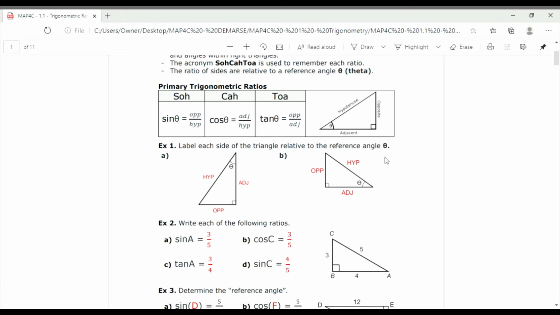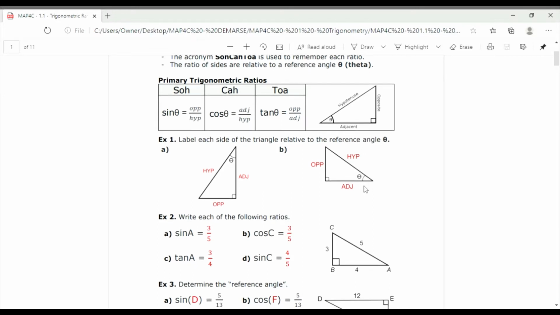Example 1b. Again, look at where theta is located. You can always start by labeling the hypotenuse, which will be that angled side. The opposite side is opposite from the angle theta, and the adjacent side is on the bottom, in this case, that side right beside the angle theta, but not the hypotenuse one.